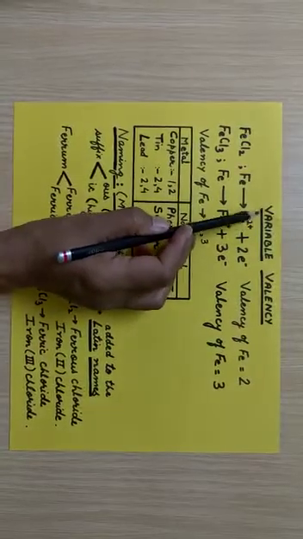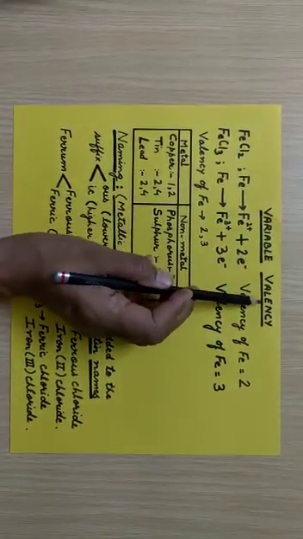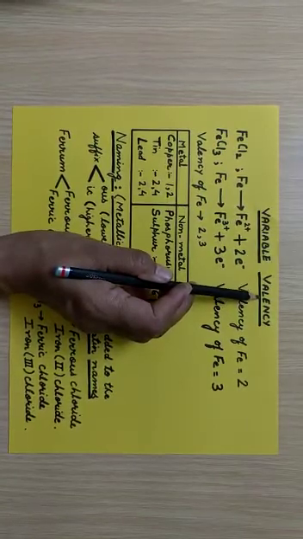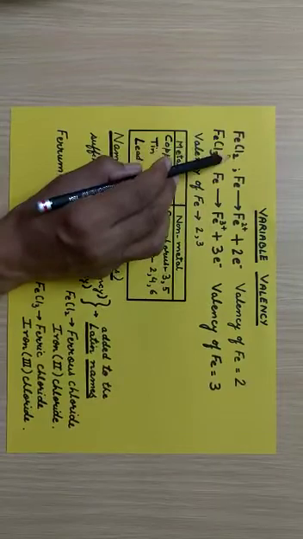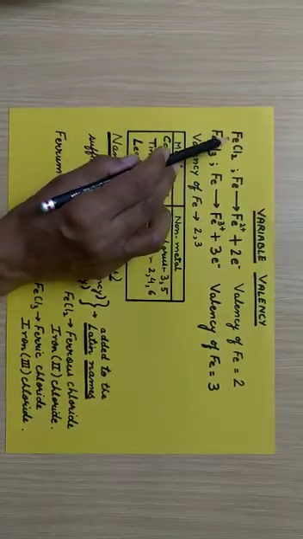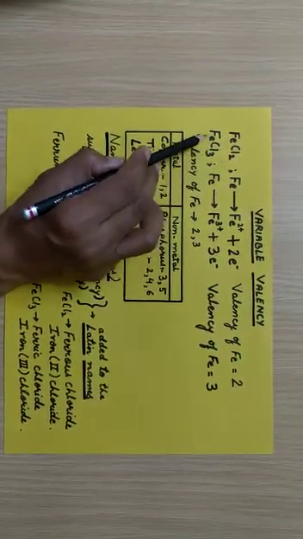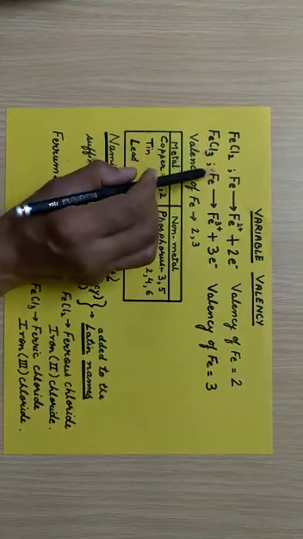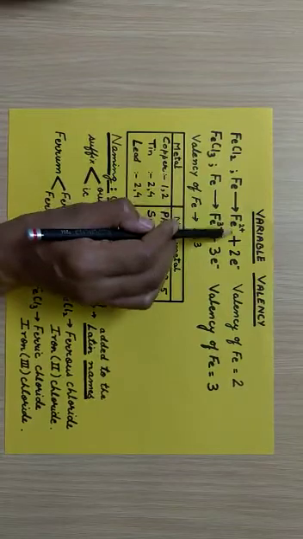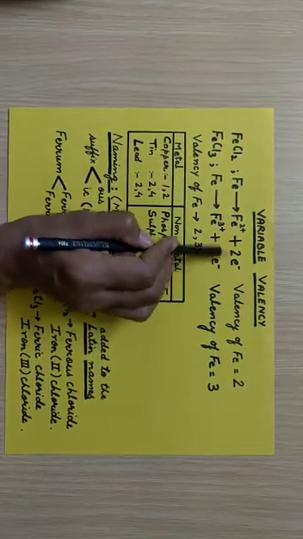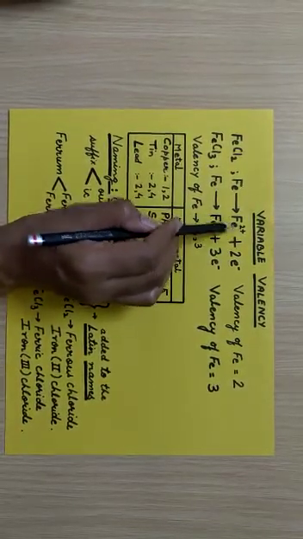Now our next topic is variable valency. To understand this topic, let us have a look at the examples. Here we have written two compounds of iron. First is FeCl2, second is FeCl3. Now in FeCl2, iron loses 2 electrons and therefore forms Fe positive 2 ion.